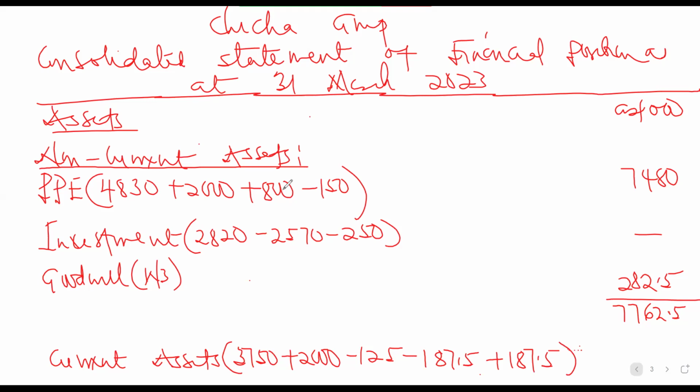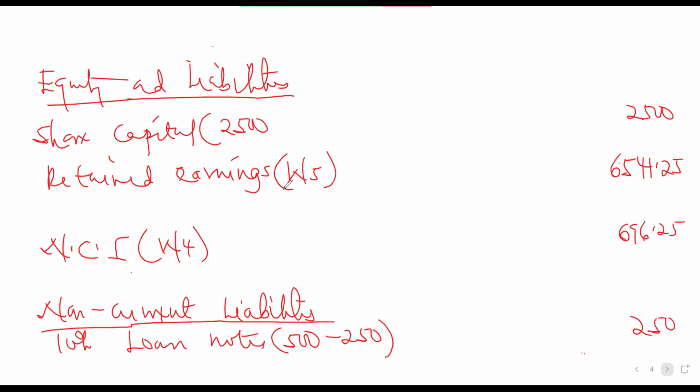We have 3750 plus 2,000 minus 125. That will give us 5625. So the 2 give us plus 7762.5. Okay. You'll be having 13387.5. So that will give you your total assets. Please don't go there and be doing working capital issues.